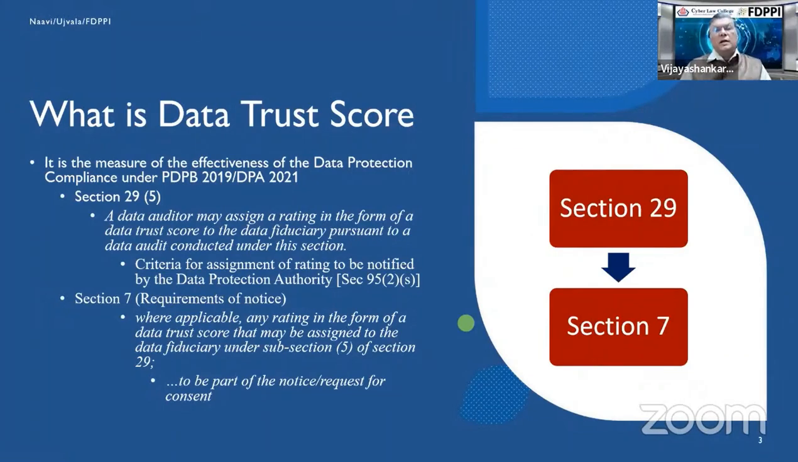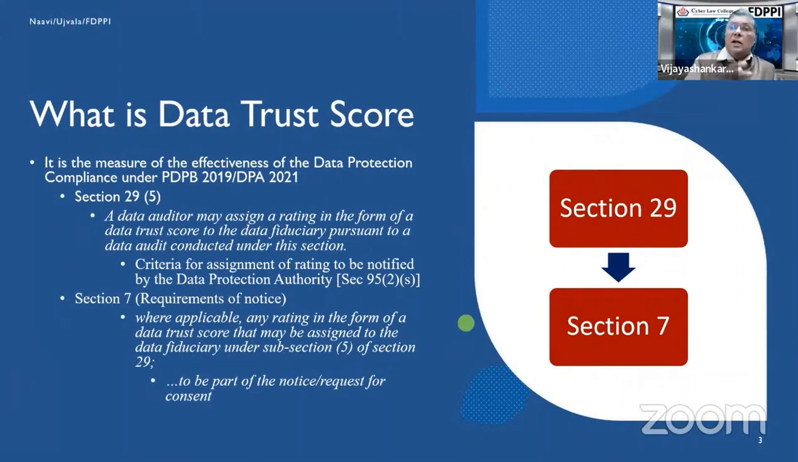We know that personal data is always collected on the basis of a consent, and before a consent is obtained, there has to be a notice which is like a request for consent, and that has to contain certain mandatory requirements, like what is the purpose for which the data is being collected, what is the data which is being collected, how long it will be retained, etc. Now, that notice contains also a mention of the data trust score.